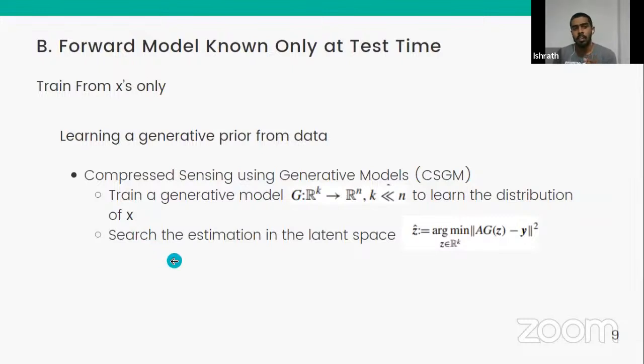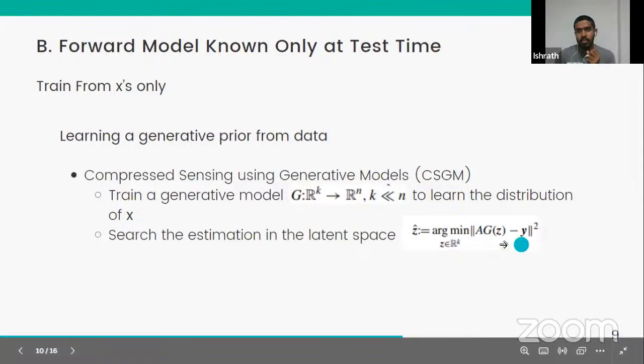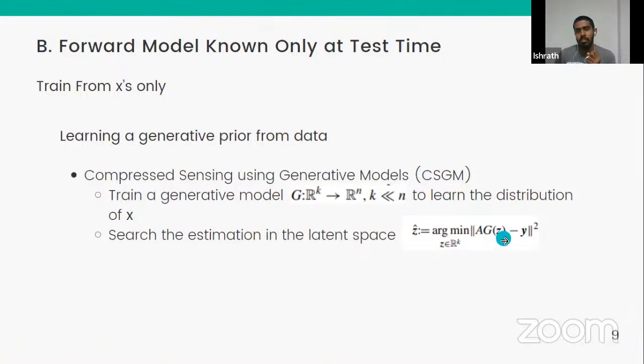Once we have learned the distribution of x, the problem of estimating the reconstruction corresponding to y falls into a very low dimensional problem. Then we can solve this low dimensional problem using a gradient descent kind of algorithm. Here we are trying to find the low dimensional vector z in the latent space so that it generates the matching estimate that will lead to the measurement y. So that's the generative prior approach.